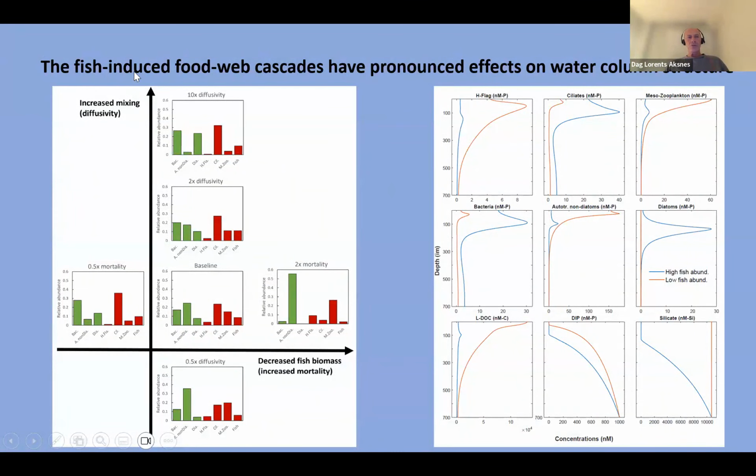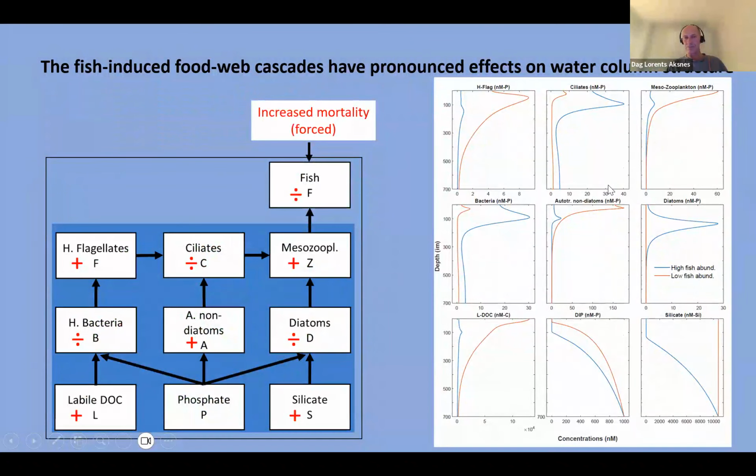Okay, so the fish-induced food web cascades have pronounced effects on water column structure. That's the main point here. I'm not going to explain this. This shows the food web composition for different scenarios of fish mortality along this axis and for the turbulent diffusivity along this axis. I will just point at this simulation with half fish mortality and this with high fish mortality, double mortality. And those are also plotted here, and we will have a closer look at that figure.